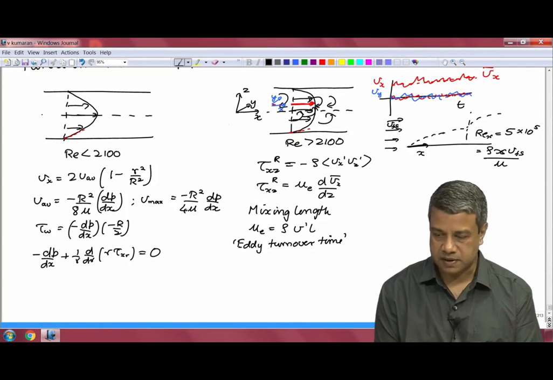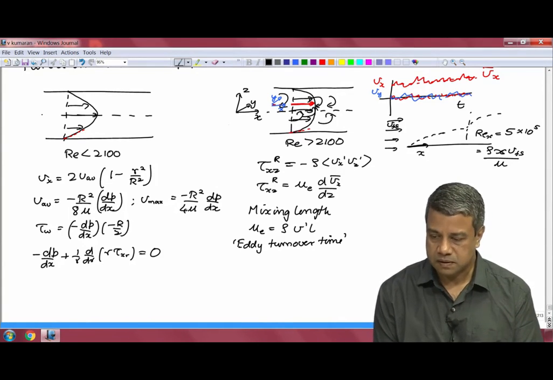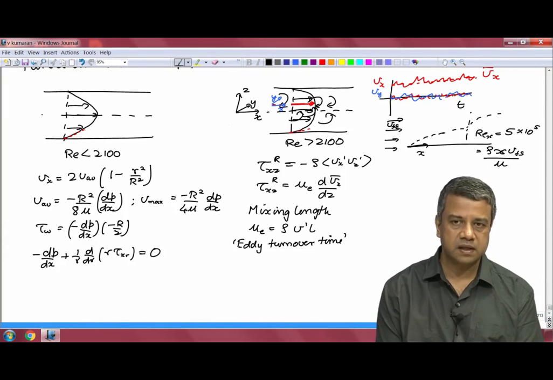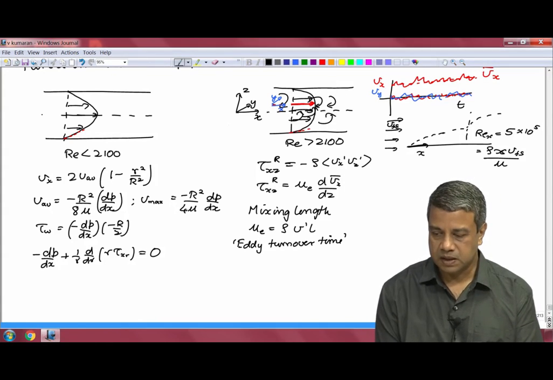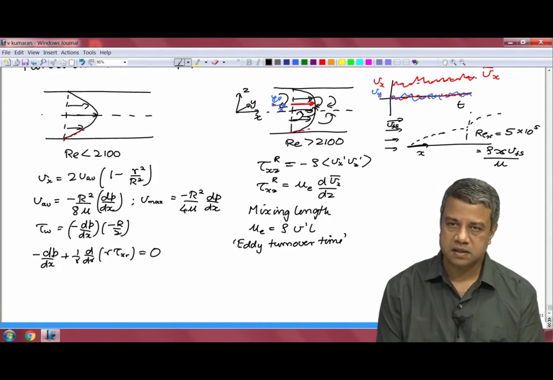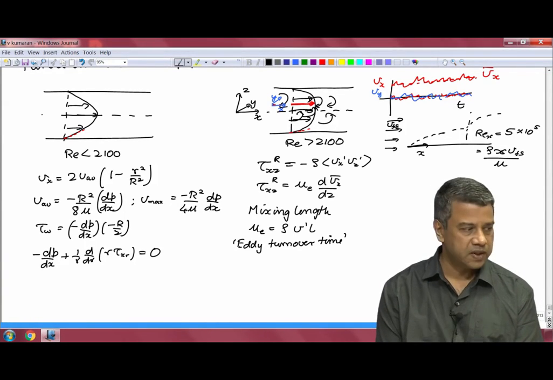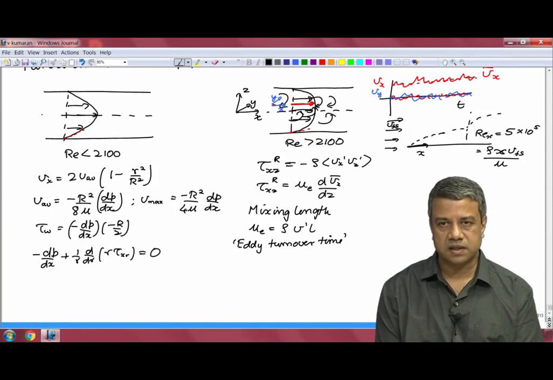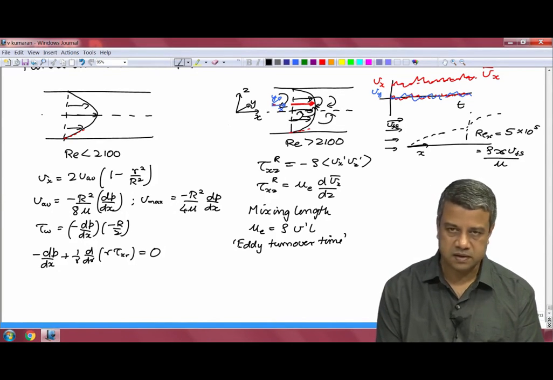Now, we will take a closer look at fluid turbulence specifically in a pipe. And there are two questions here. One is, why does it become turbulent? And the second is, what is the structure of the turbulent flow, or the variation in the velocity and so on in the turbulent flow across the pipe cross section? How do these vary?